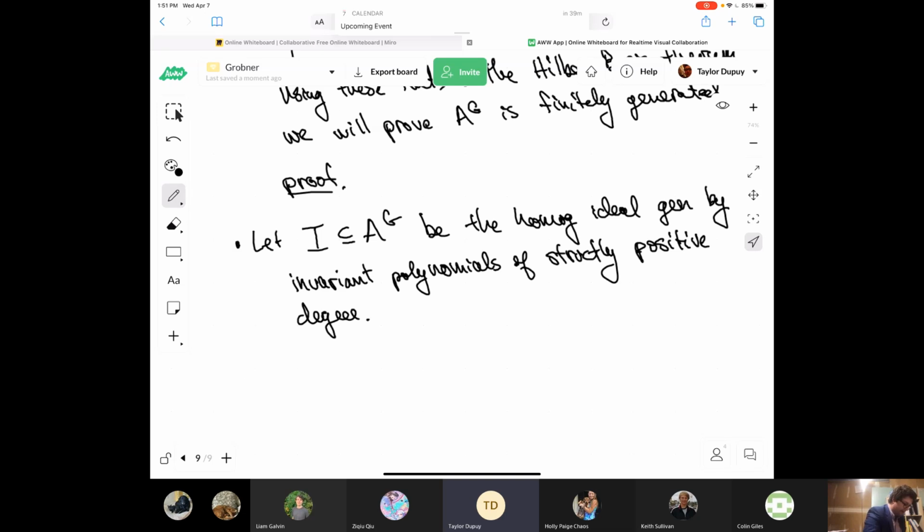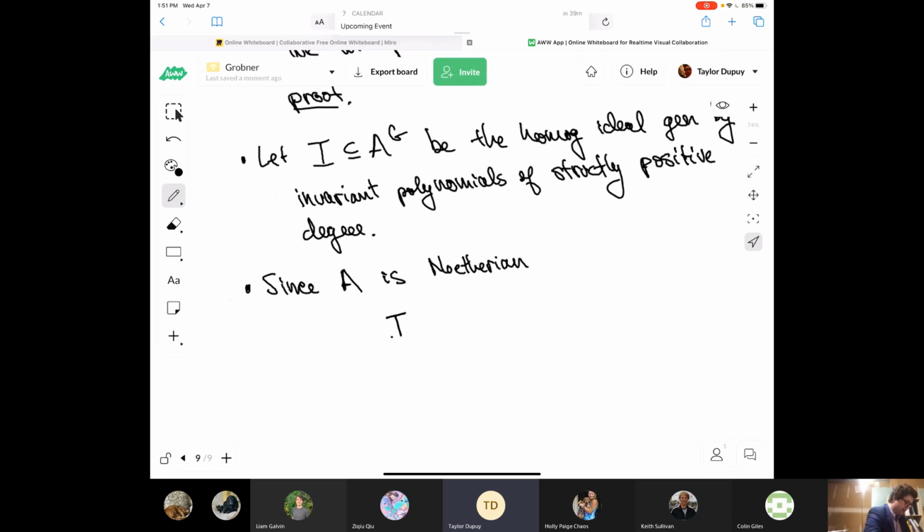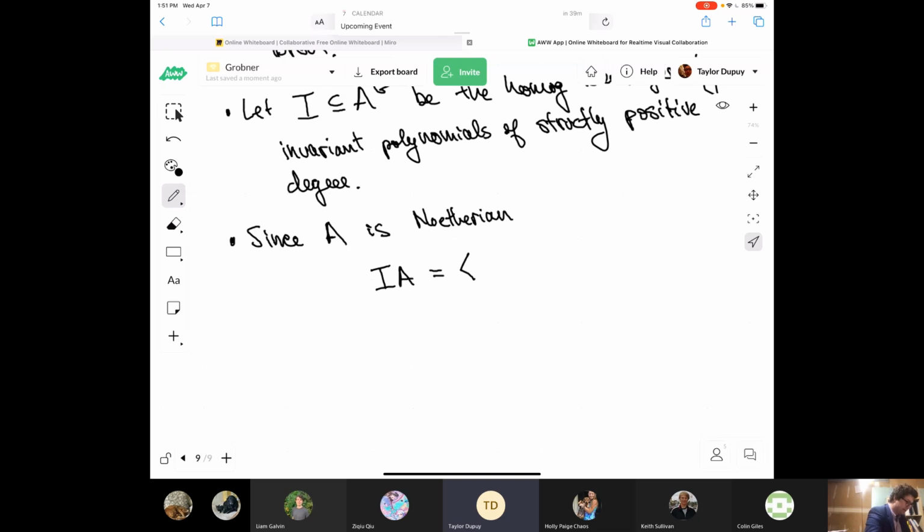Now I'm going to extend this ideal to all of A. Since A, this is again the polynomial ring, is Noetherian, and Noetherian again means that all the ideals are finitely generated, we have that IA is an ideal generated by f_1 through f_s, where the f_i are elements of I. So these are homogeneous invariant polynomials.